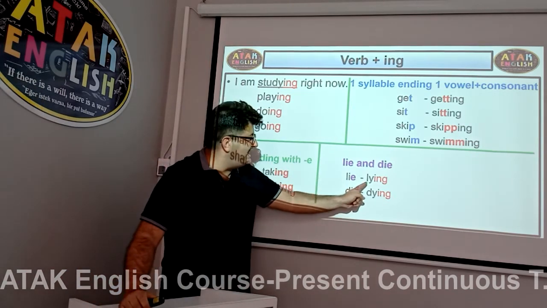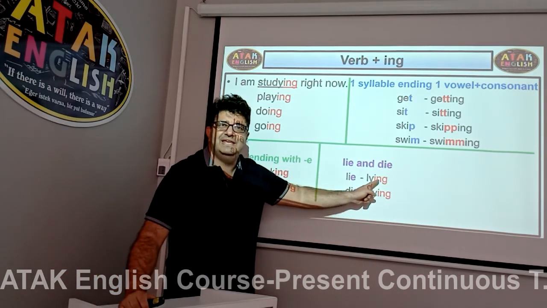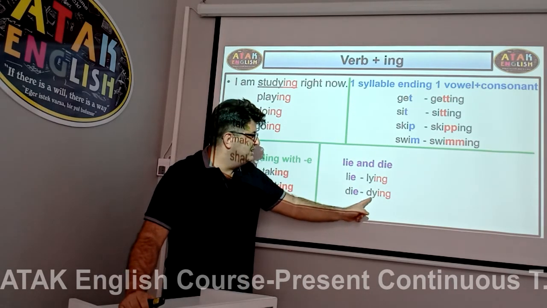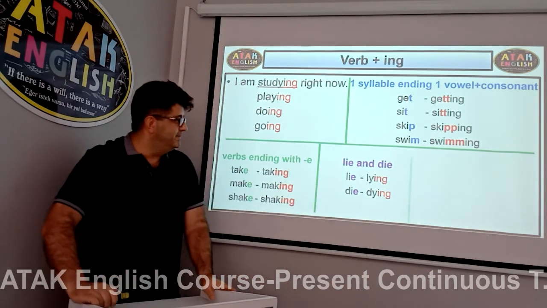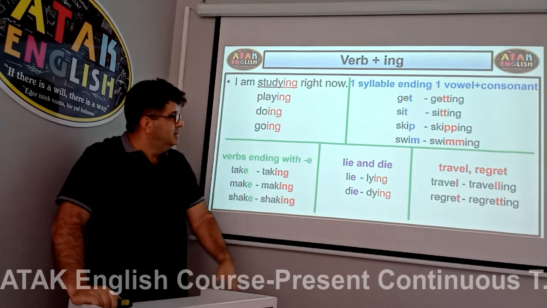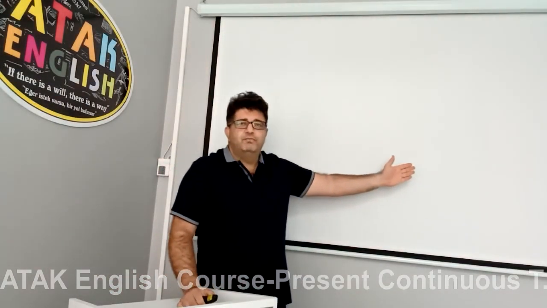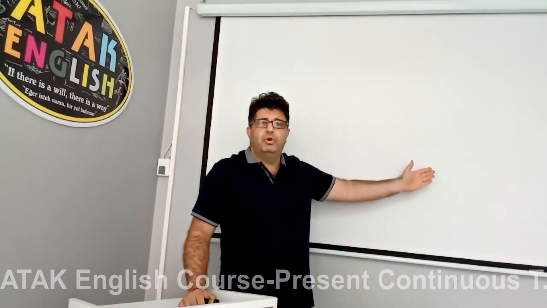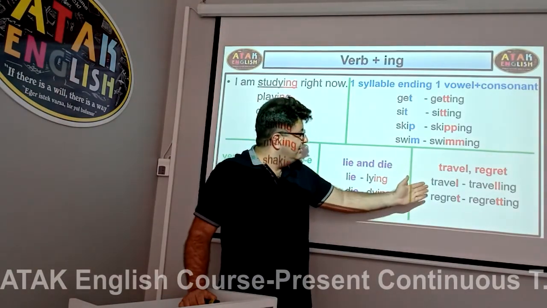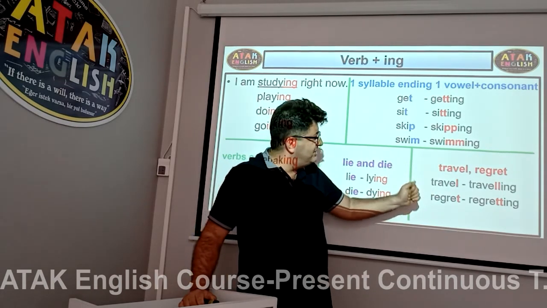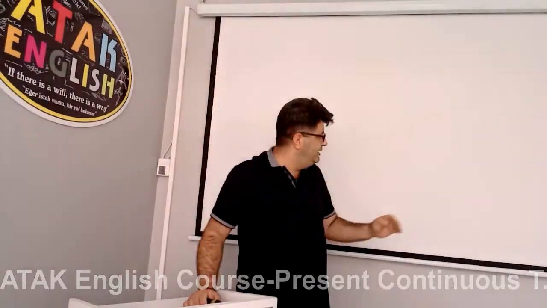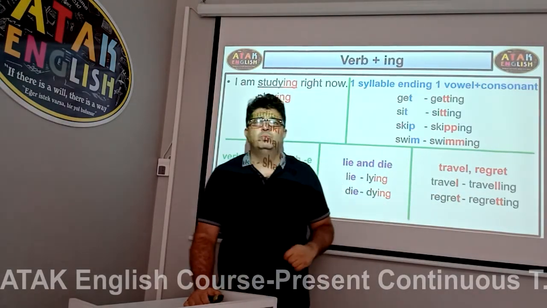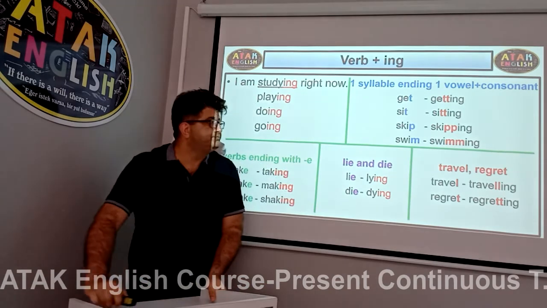Lie becomes lying with Y-I-N-G. Die becomes dying with Y-I-N-G. And finally, verbs like travel or regret. Travel becomes traveling with double L, and regret becomes regretting with double T.